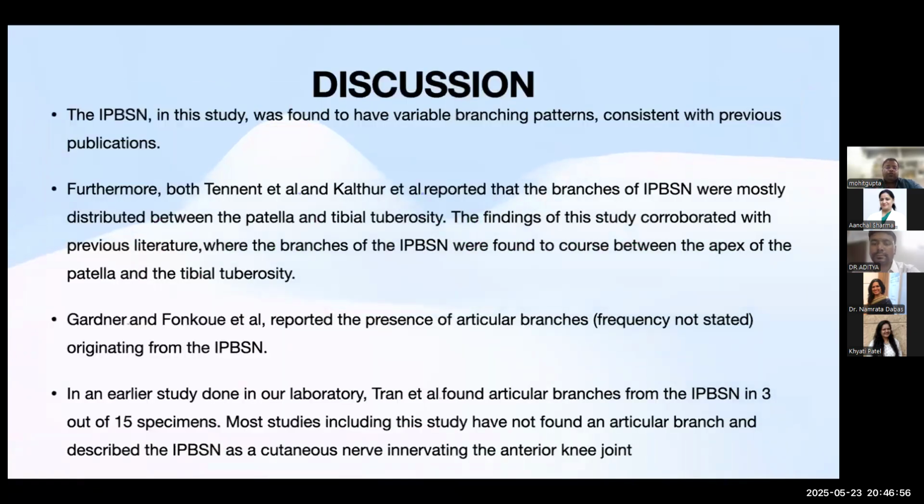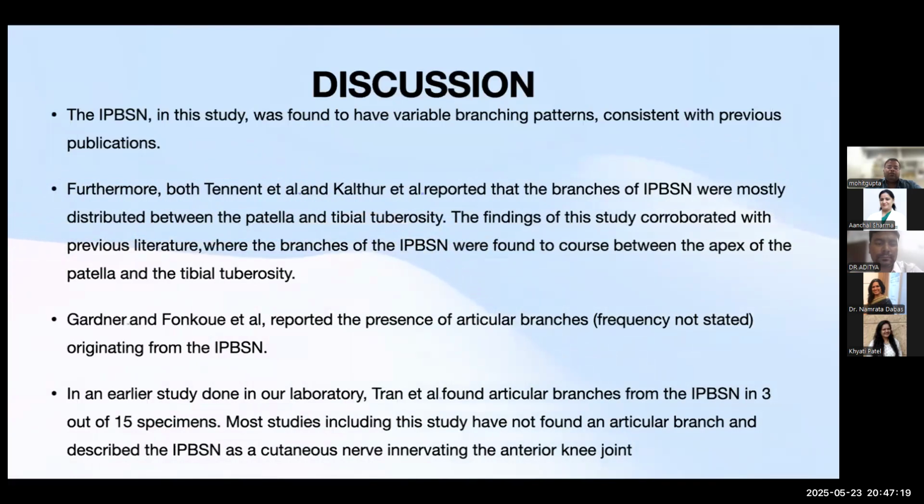The discussion from this was that the infrapatellar branch in this study was found to have a variable branching pattern, consistent with previous publications. Furthermore, both Tenet et al. and Kalthur et al. reported that the branches of the infrapatellar branch of the saphenous nerve were mostly distributed between the patella and the tibial tuberosity.